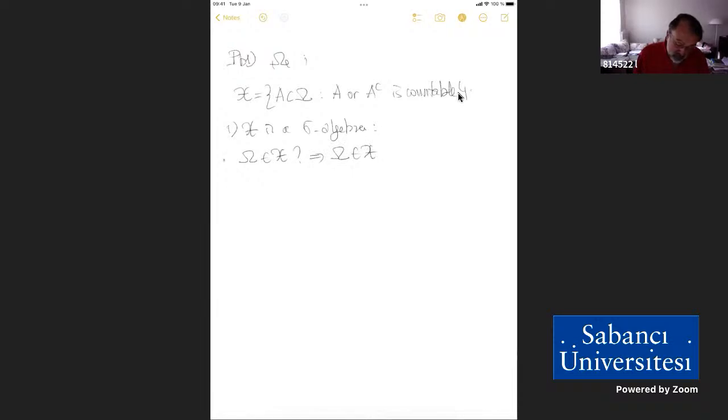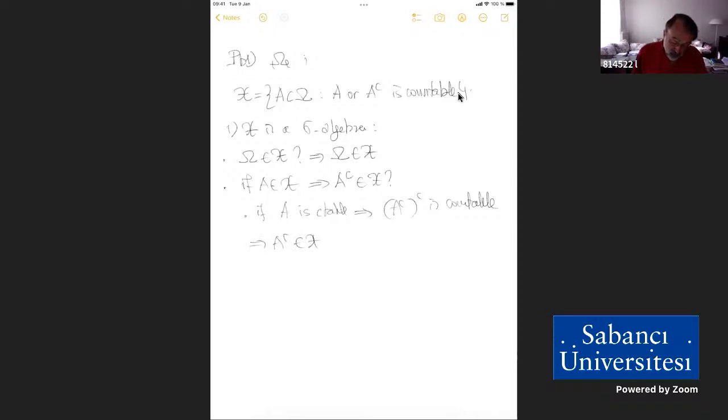The second property is that if A is in X, do we have A complement in X? If A is in X, it means that its complement is countable or A is countable. If A is countable, then its complement has a countable complement. Hence, the complement is also in X. So there is one possibility: if A is countable, this implies that the complement of A is in X also.